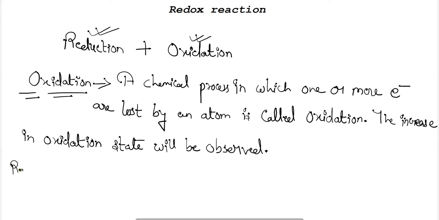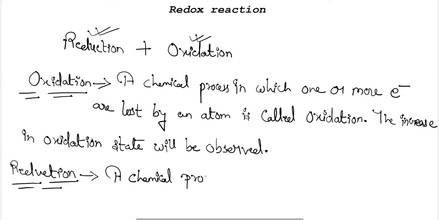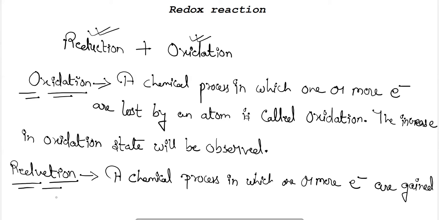Well, then what is reduction? What will be the definition for reduction? The definition of reduction becomes: a chemical process in which one or more electrons are gained by an atom is called reduction. It is termed as reduction.